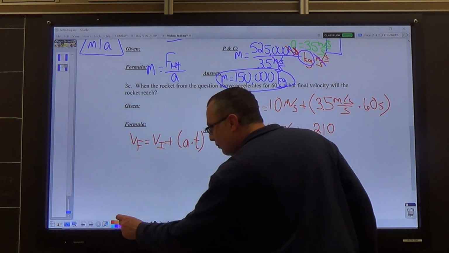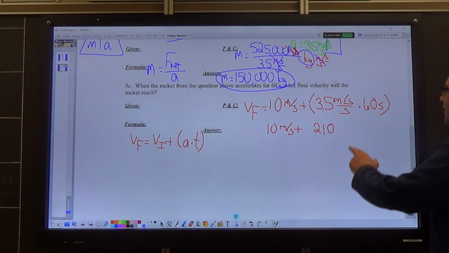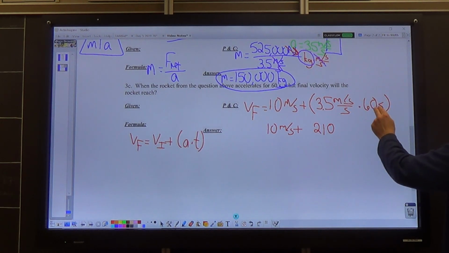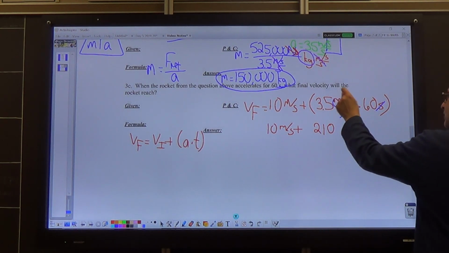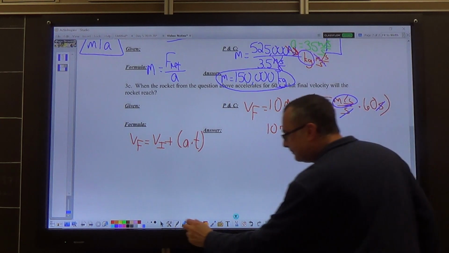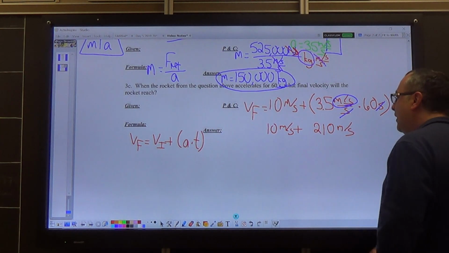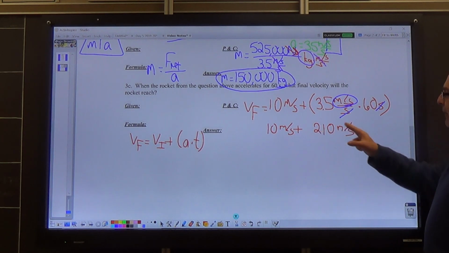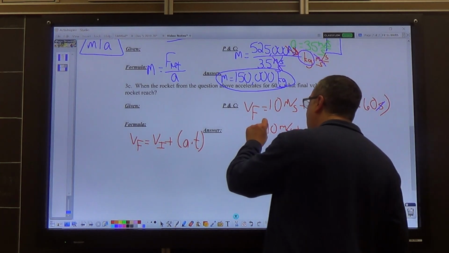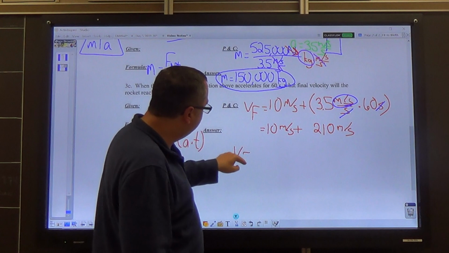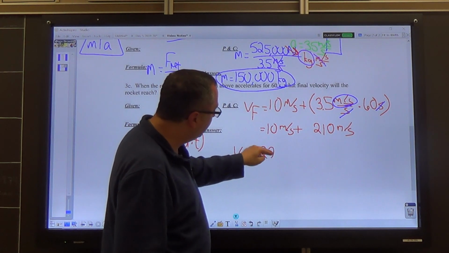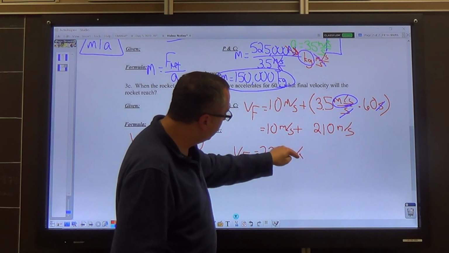And if you're not sure how to get the units, you were dividing by seconds, and then you multiplied by seconds, so those cancel, and you're left with that unit. So here you go. You started at this speed, you sped up this much, so the final answer would be a final speed of 220 meters per second.